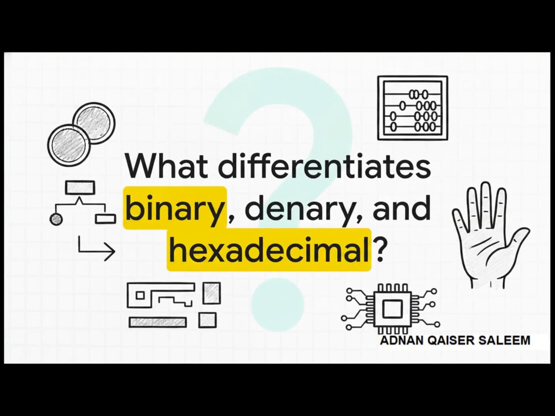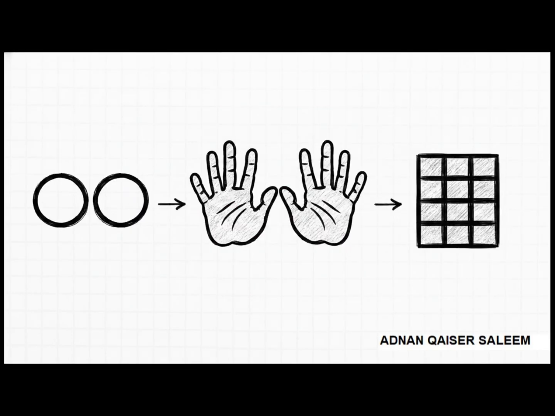Question 1. What are the differences between the binary, denary, and hexadecimal number systems? Try to think about the base number for each one. I'll give you a second. Did you get it? Here we go.